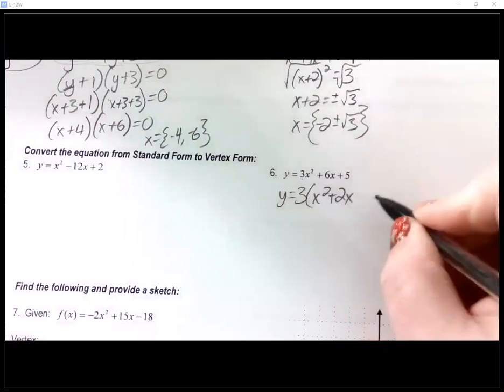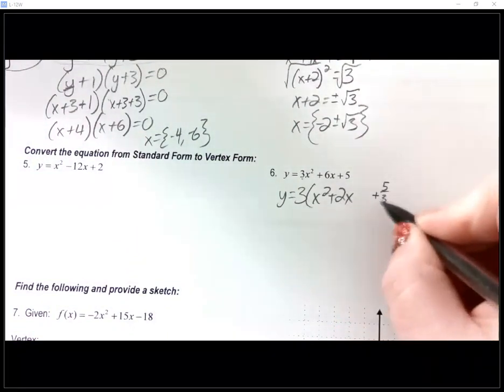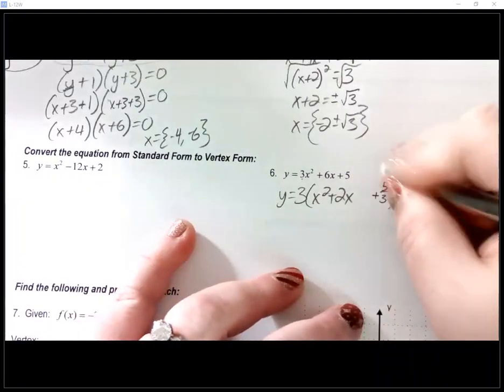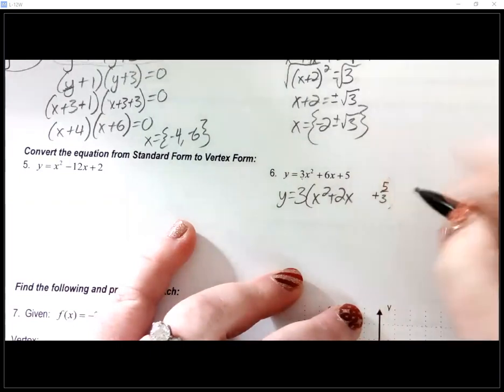I'm going to leave myself a little space here. So that would be 5 over 3. Oh, I need some space before and after. So I forced out a 3.